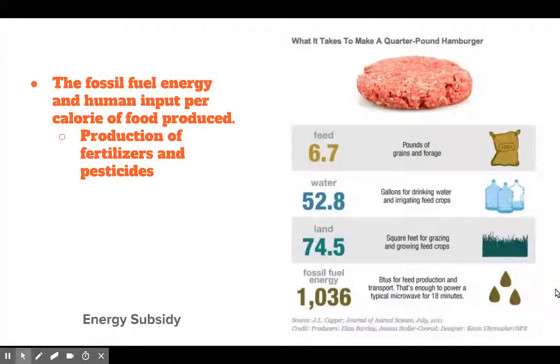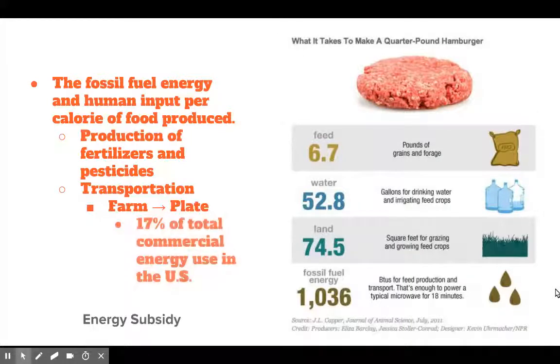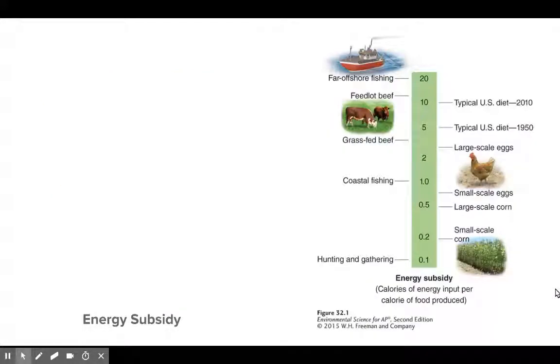So quite a deal. When we talk about energy subsidies, take for example, if it takes about 44 pounds of grain to feed to cattle, what we get as a result is basically 2.2 pounds of beef. The energy subsidy is 20, and we'll talk more about that later. Again, that transportation from farm to plate, all that is involved. And it is estimated that of all the energy used in the United States, 17% of it goes to the production of food, and that includes transportation and fertilizers.